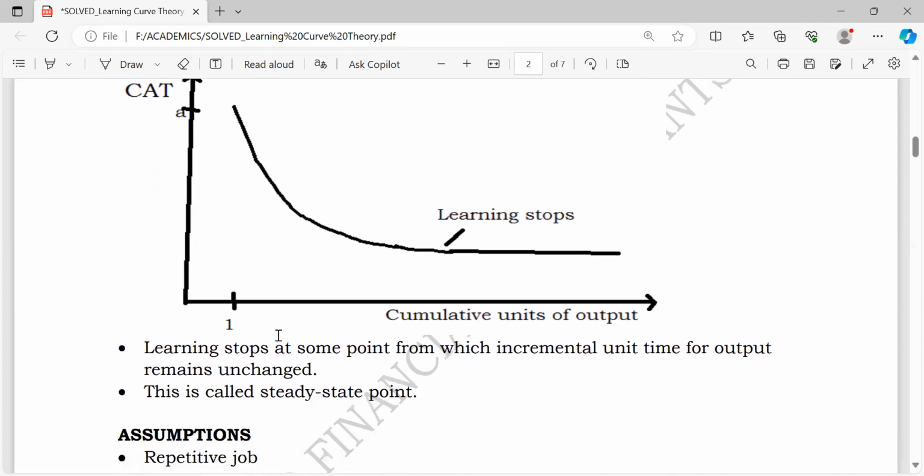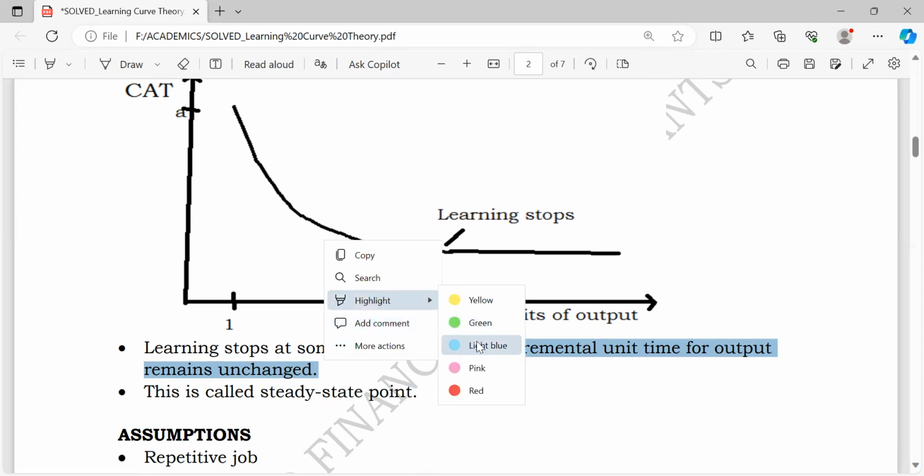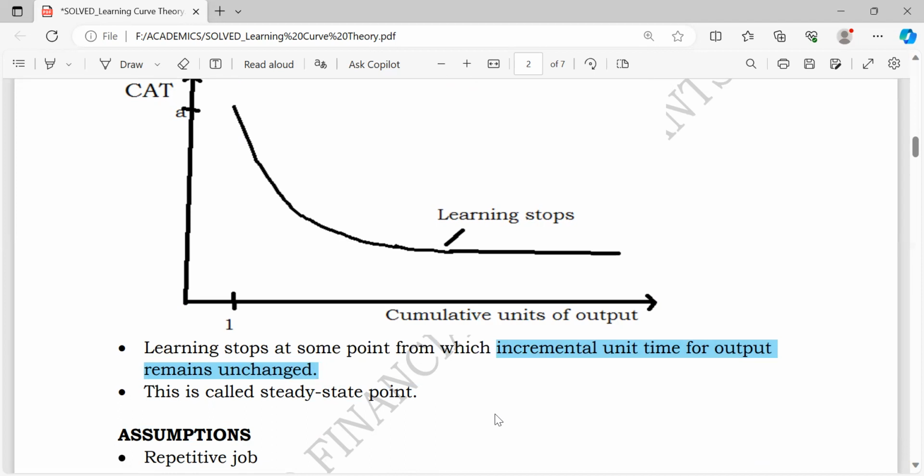So learning stops at some point from which the incremental unit time for output remains unchanged. As you saw, after that time, labor would be consuming the same amount of time for each additional unit, and they call this a steady state point, right? So we'll have a steady state point, and then everything would be fine.